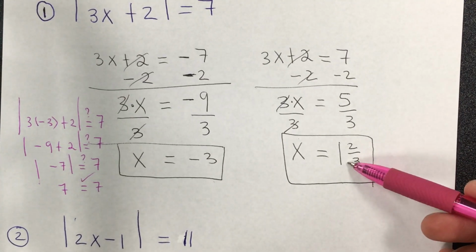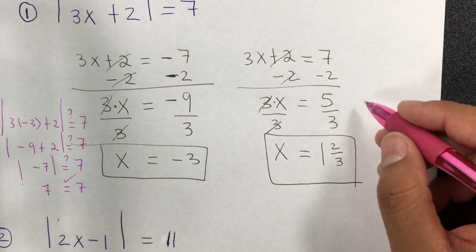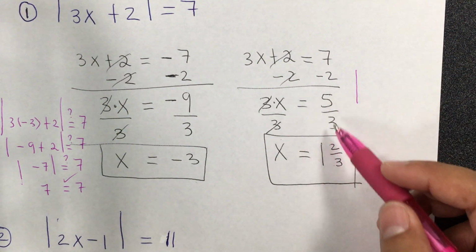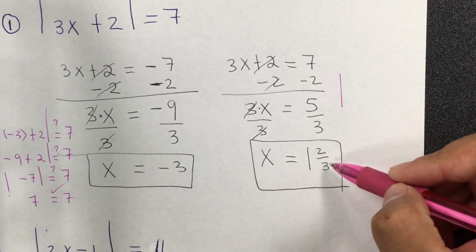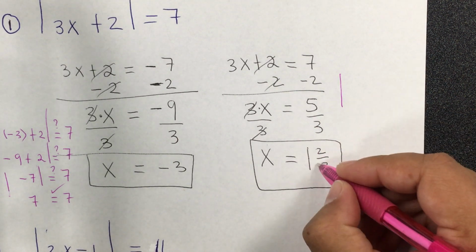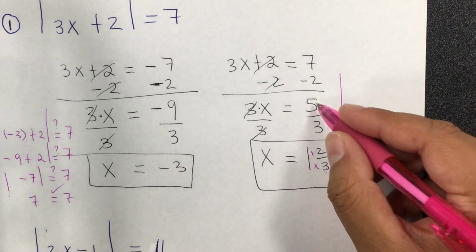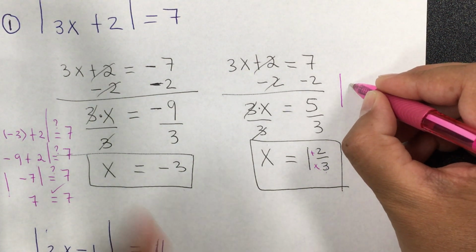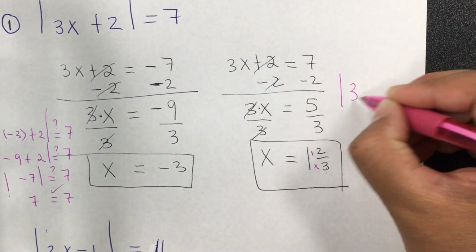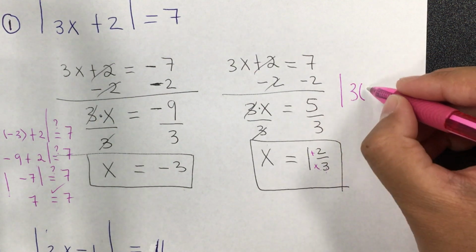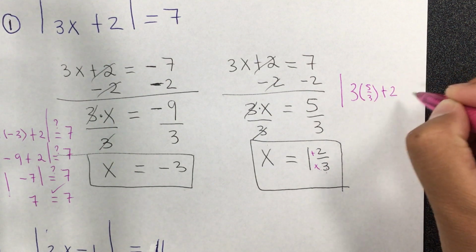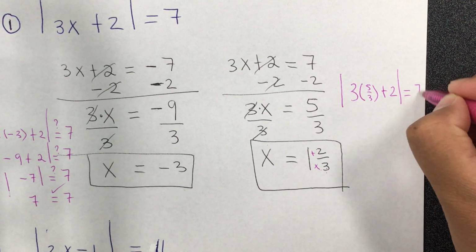The same thing here, but to replace it, we're going to make it into an improper fraction, from mixed to improper, which is 3 times 1 is 3, plus 2 is 5/3. Okay, so it's going to be 3 times 5/3, and then plus 2. And is that equal to 7?